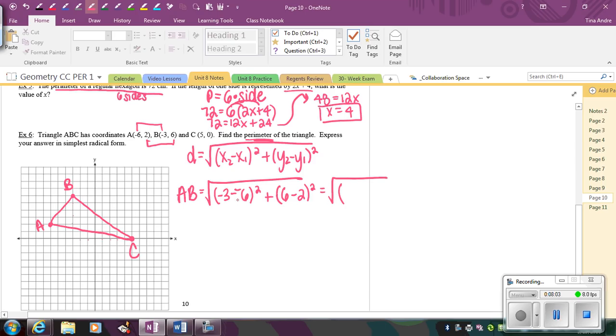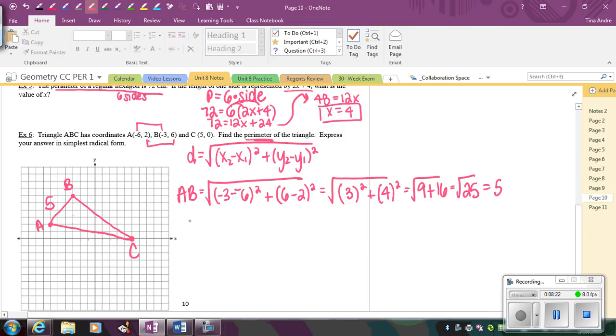So this is going to be negative 3 plus 6. So that means it's going to be 3. And then I get 4 here. So 9 plus 16. So that's going to give me the square root of 25, which will reduce down to 5. So that works out nice. I'm going to go ahead and just label the sides as I go.